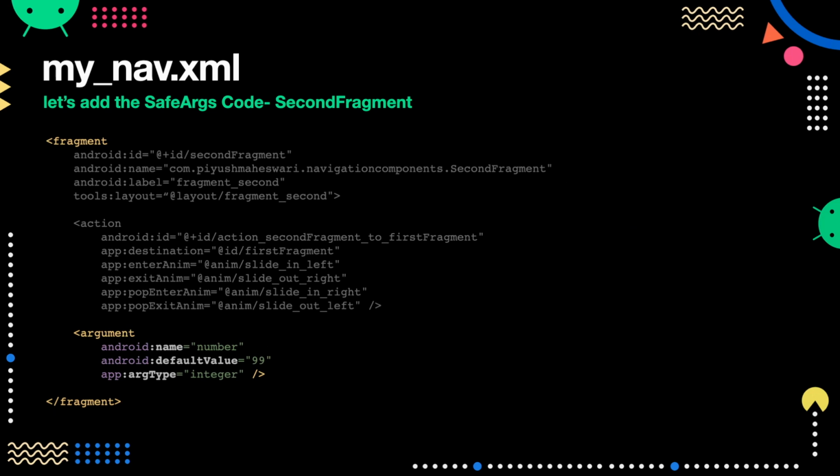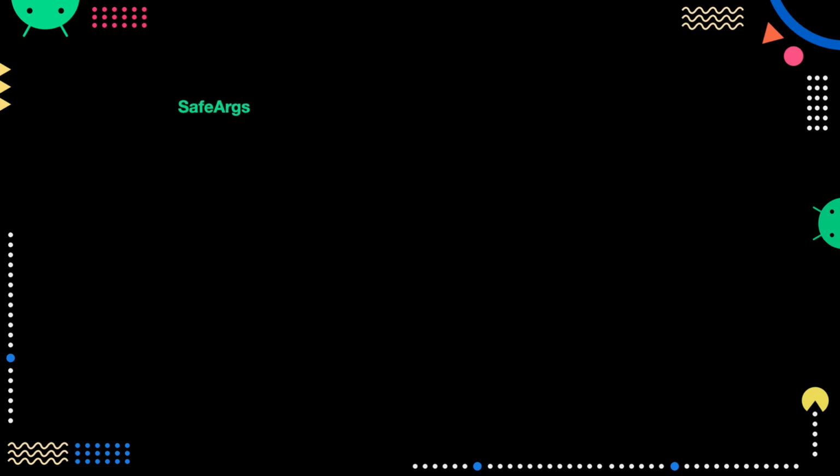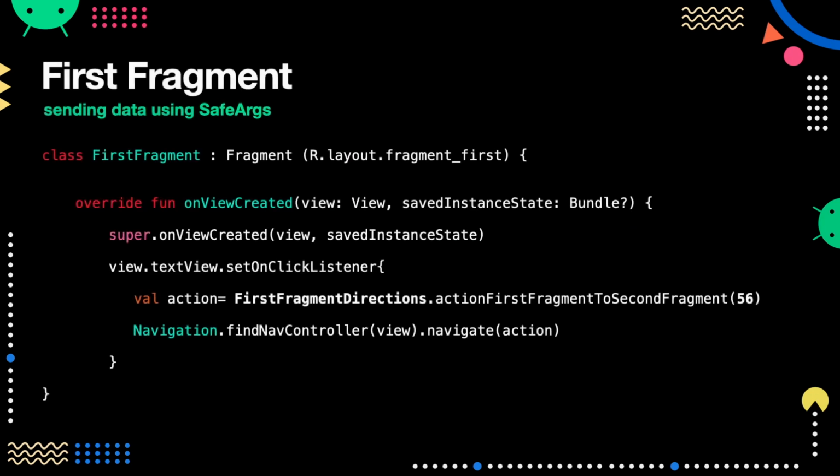For example, if you're dealing with an application in which you're passing money and you want to use a data class for that, you can put that arg type as the package name and then the Money data class. Next we'll see how we actually send it using SafeArgs.